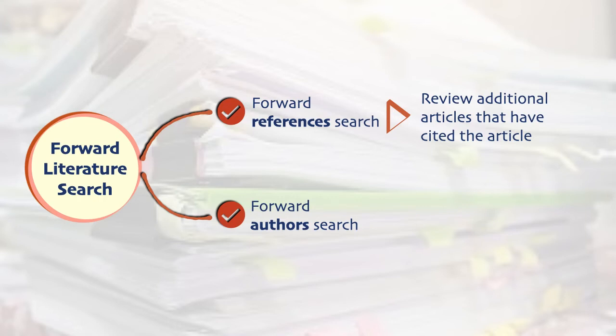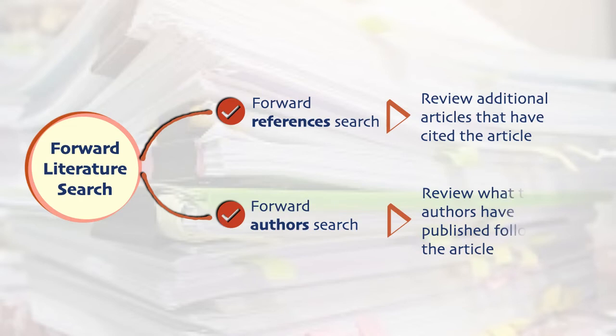Forward author search refers to reviewing what the authors have published following the article. Doing so will enable us to extend even more of our knowledge about the authors by identifying improvements or new findings related to the phenomenon under study.